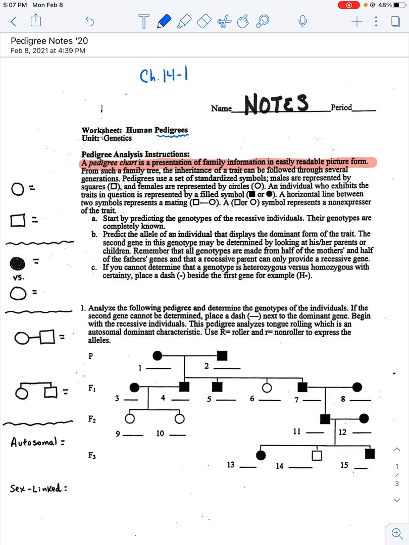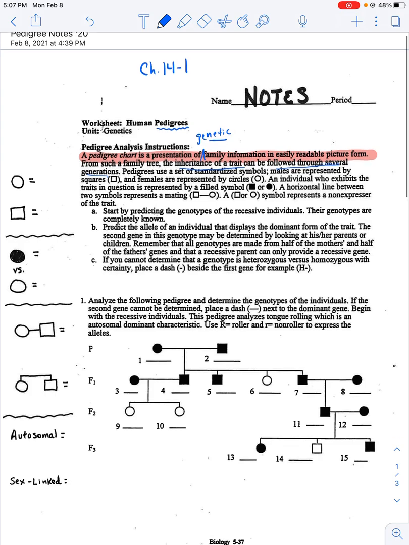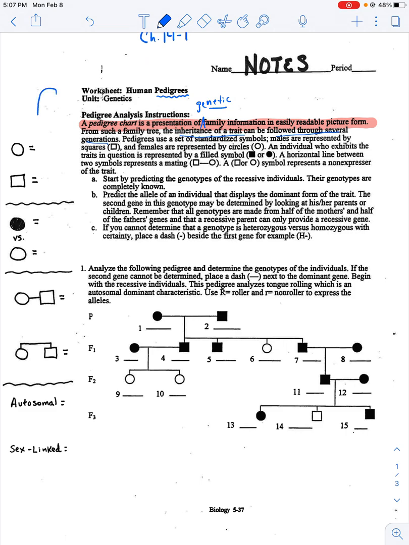form. And we probably want to mention that it's a genetic family tree. So you can look at the inheritance of a particular trait followed through several generations. Now, to begin, we have to talk about the symbols that are going to be used in a pedigree. So I'm going to actually go over to the left over here and talk about what the symbols mean. And then I'm going to walk you through how to fill out a pedigree.